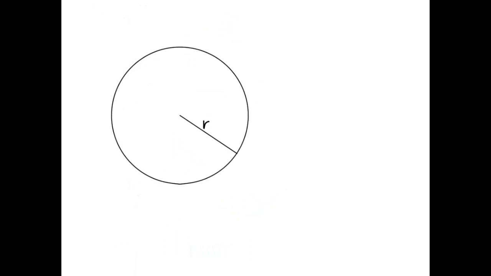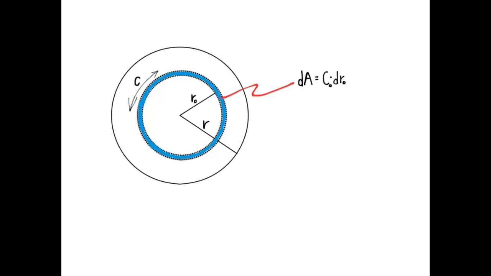The simplest way to compute the area of a circle is to divide it into rings like this, where you have an infinitesimal thickness of the ring, and you fill the circle with rings like that. Each area of the ring is dA equals the circumference of the ring times the thickness of the ring, dr0. And the reason this falls under the same category is that the circumference increases linearly with the radius r0.